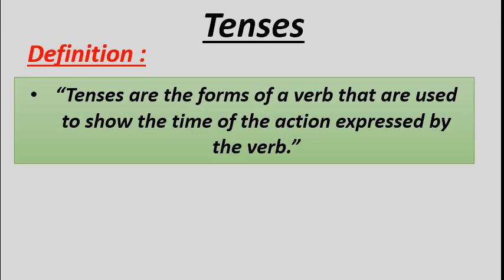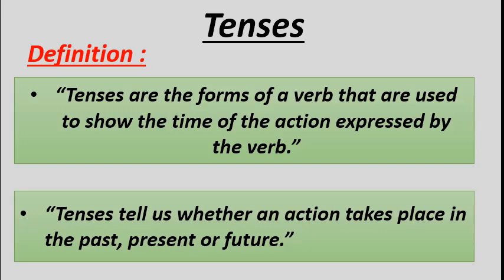Before starting to read the present tense in detail, let's see what is the meaning of tenses. Tenses are the forms of a verb that are used to show the time of the action expressed by the verb. I repeat it again. Tenses are the forms of a verb that are used to show the time of the action expressed by the verb. Tenses tell us whether an action takes place in the past, present or future. Or in a simple way, we can say that a tense is a form taken by a verb to indicate the time of an action.